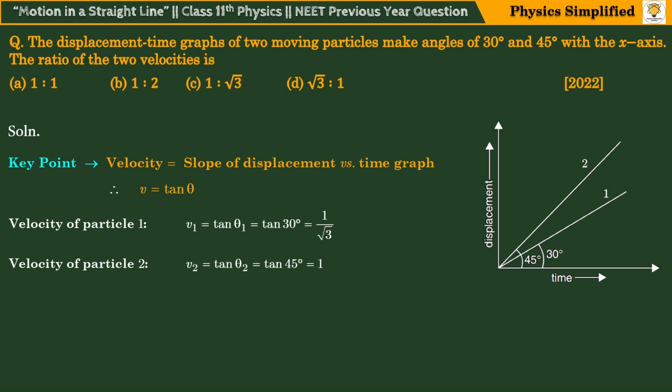So, the ratio of the two velocities is given by v1 upon v2 is equal to 1 upon root 3 divided by 1. Simplifying, we get the ratio of two velocities is equal to 1 to root 3. So, among the given options, option C is correct. Hope you all have understood this problem clearly.